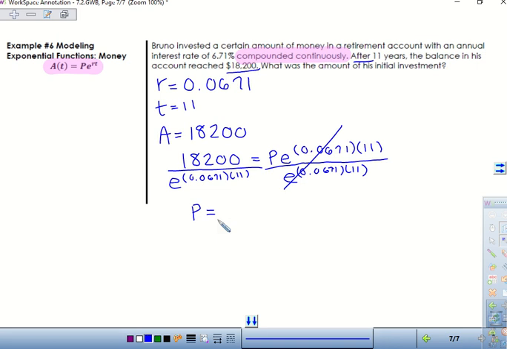Okay, so clear it out and we're going to type in the whole thing from the beginning. I just want to make sure you've all seen it. So you're going to type in 18200 divided by, you're going to hit second ln. You're going to get e caret parenthesis. That's where you're going to type in what e is to the power of, which is 0.0671 times 11. You're going to close those parentheses. Make sure you put the end parenthesis and then hit enter. And when you do that, you should end up with this. How'd you guys do? Good.